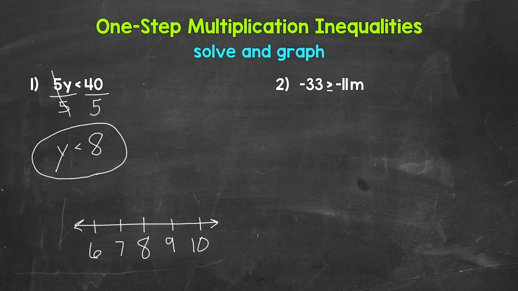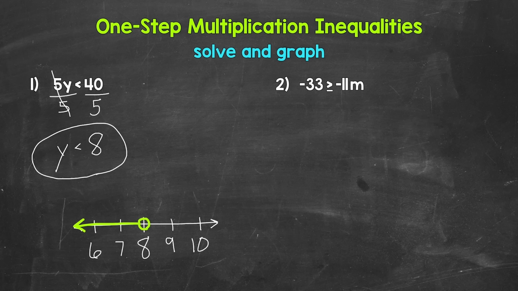So here, y is less than 8. 8 is not included, so we need an open circle at 8. And now we need to represent all of the values less than 8. So let's draw an arrow going left, the direction of everything less than 8. And that's our graph. The open circle at 8 shows that 8 is not included, and then the arrow going left represents all of the values less than 8.